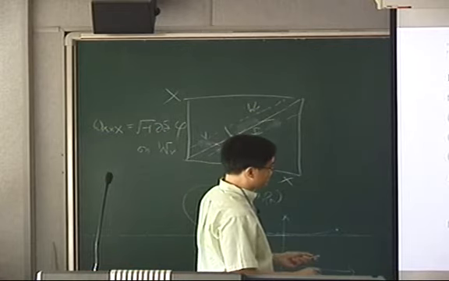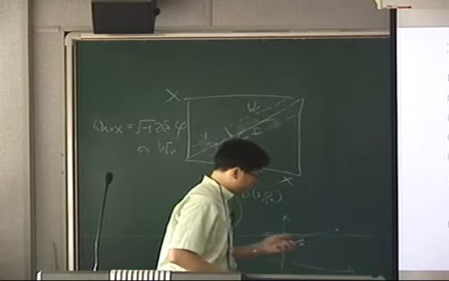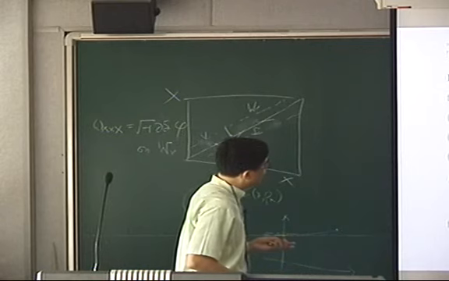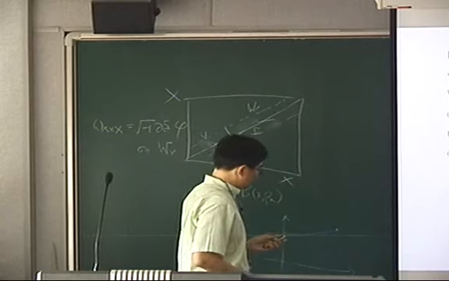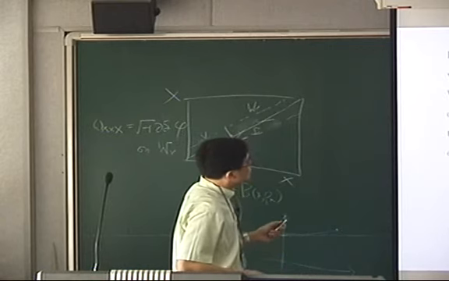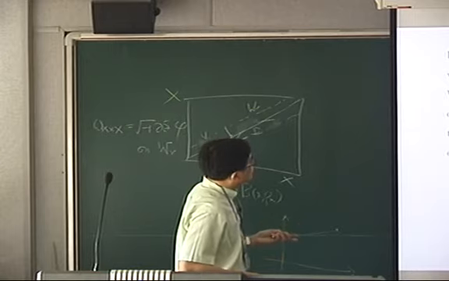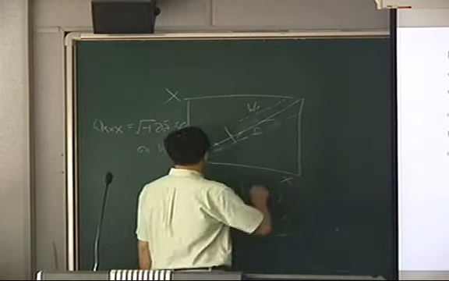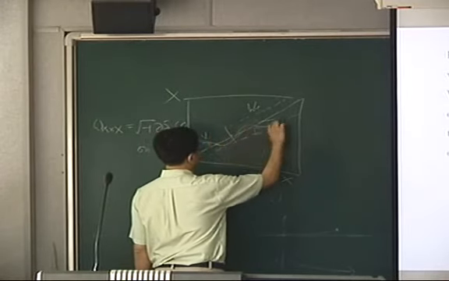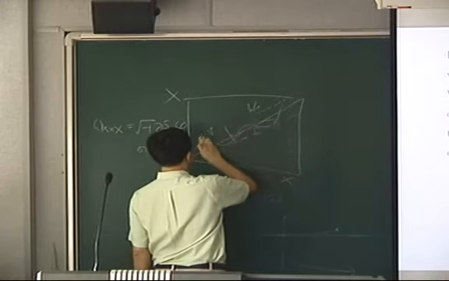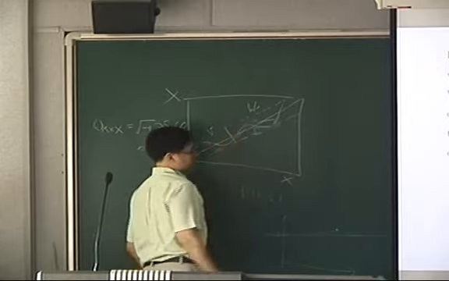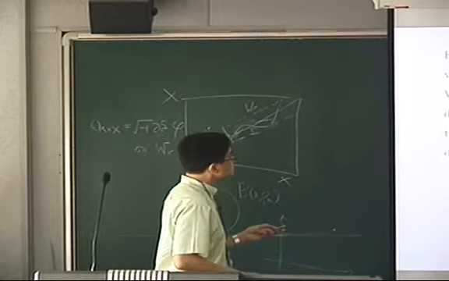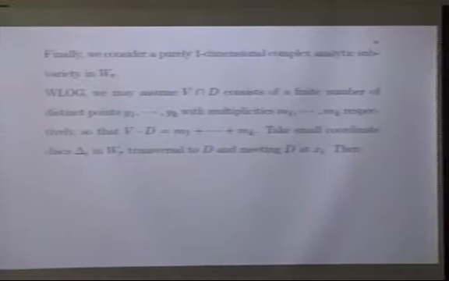It's easy to construct. Okay, so once you have this, now you look at this V, which intersects D at a number of points. And then you compute the volume.